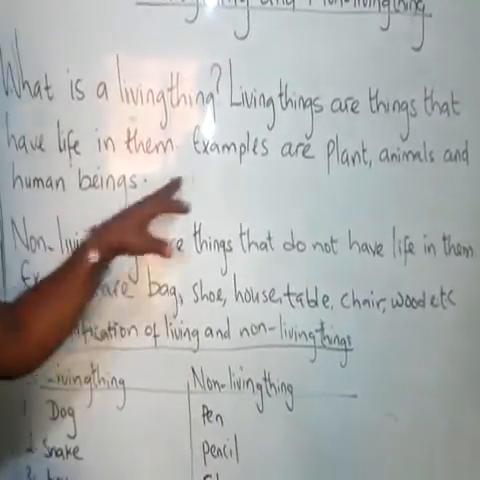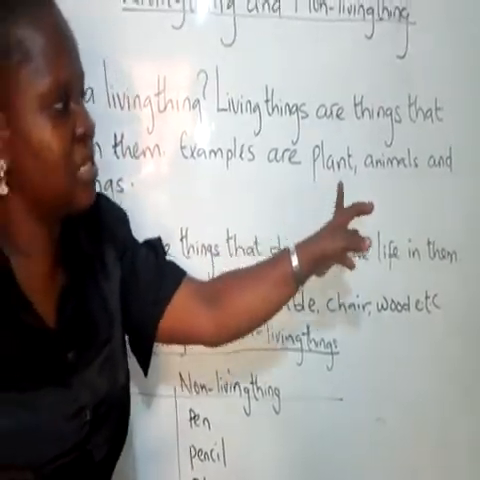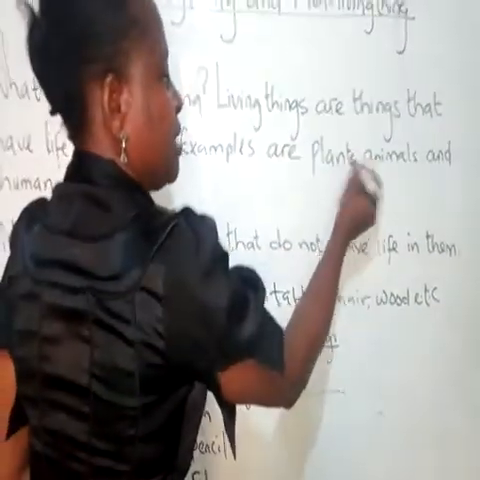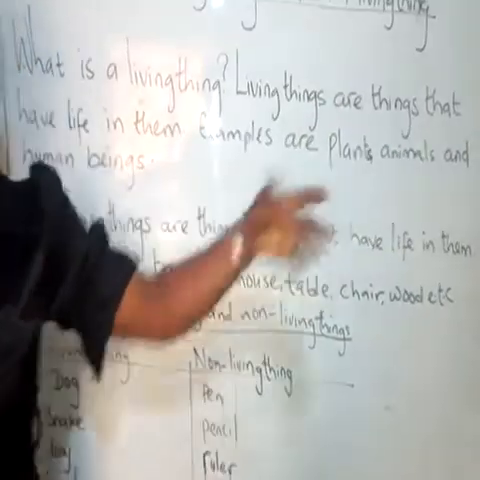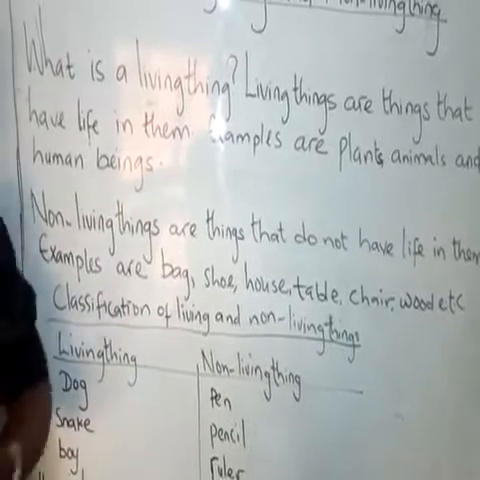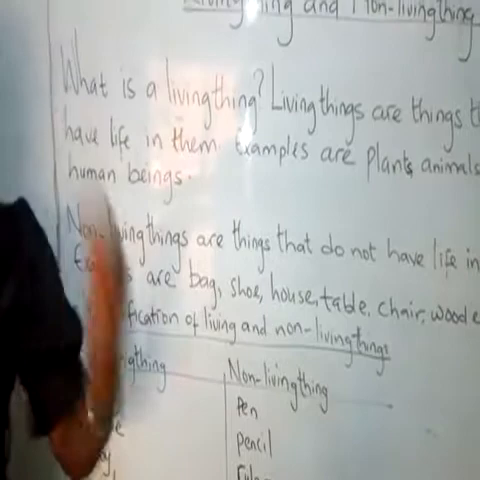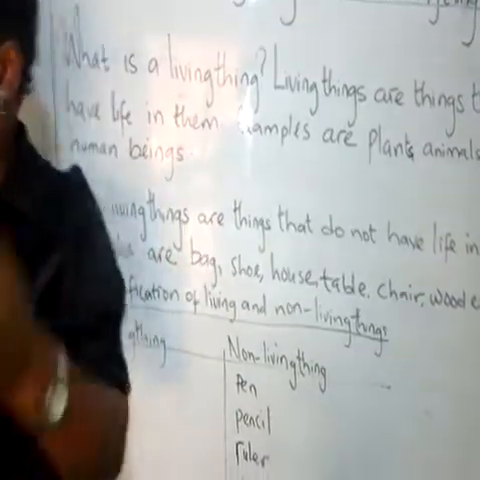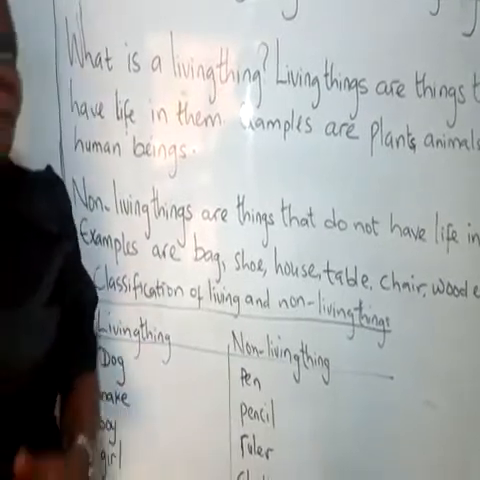Then when we talk about examples of living things, we have plants, animals, and human beings. Plants, for example, a mango tree is growing. That is what makes it a living thing. Animals, we all know animals. Dogs and cats are living beings. Why? Because they can breathe, they can move from one place to another.